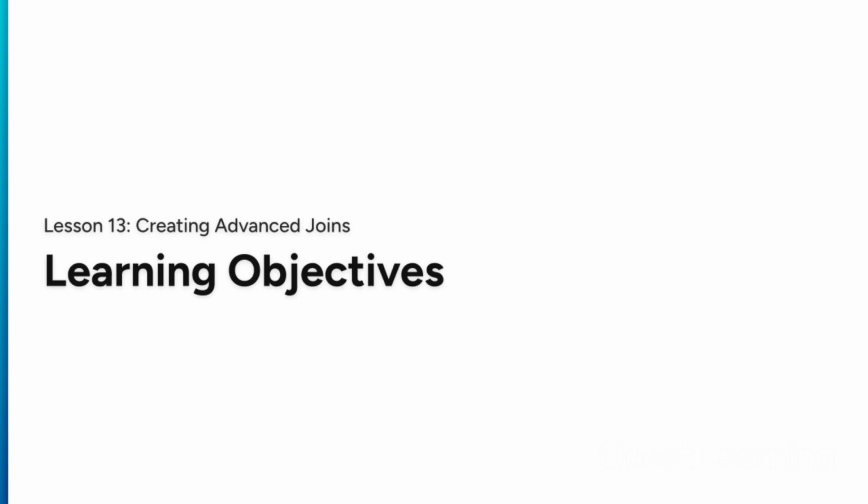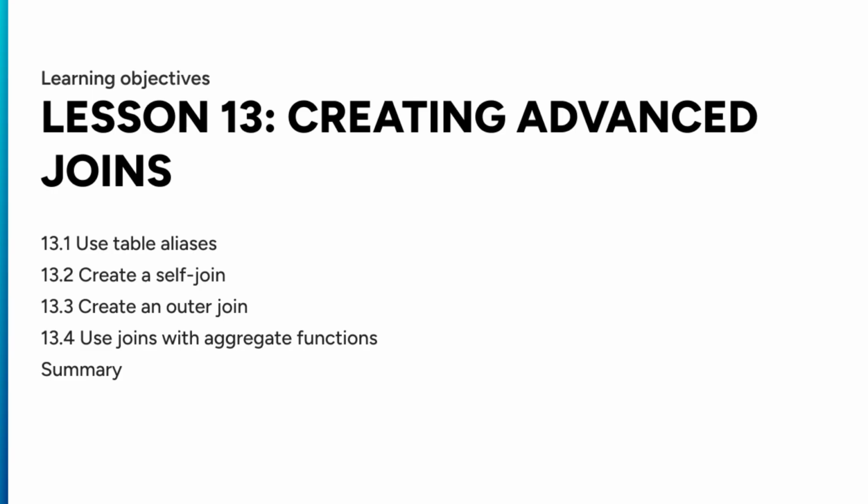Lesson 13, Creating Advanced Joins, continues our study of relational tables and how they are joined to retrieve data. We revisit the topic of aliases, this time focusing on table aliases. We learn about self-joins, introduce various forms of outer join, and finish with an explanation of how aggregate functions and joins can be used together.